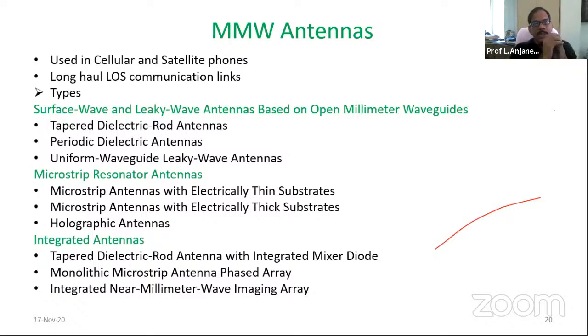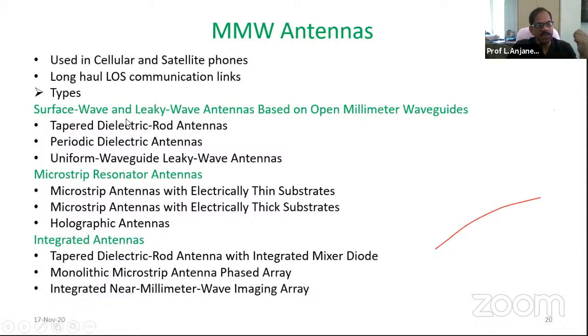Now, when you come to the millimeter wave antennas, which are much smaller in size, of again various designs and shapes, they are used mostly in cellular and satellite phones, and also for long haul line of sight communication links. I'll show you some of the antennas which are designed, smaller antennas of a few centimeters and a few millimeters in diameter. But they actually have shapes and forms in some of these categories.